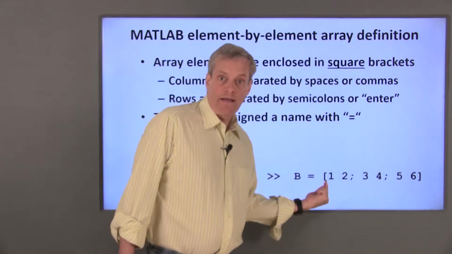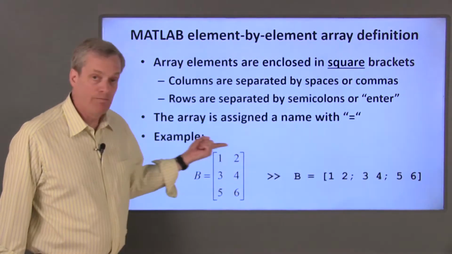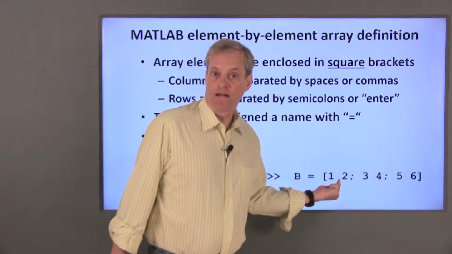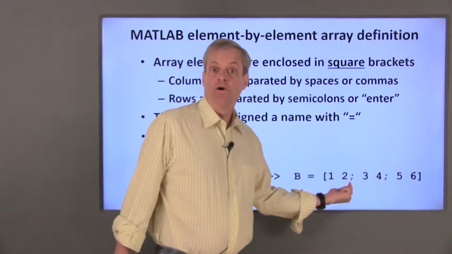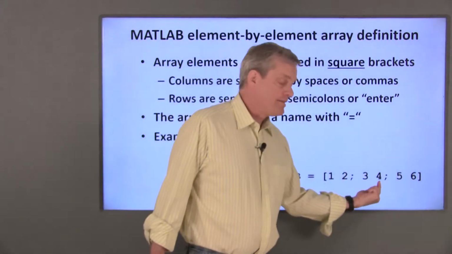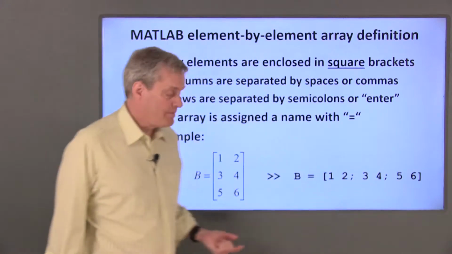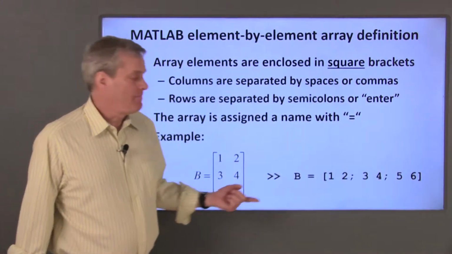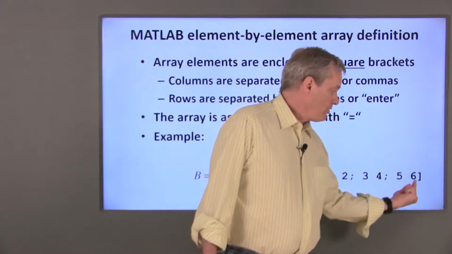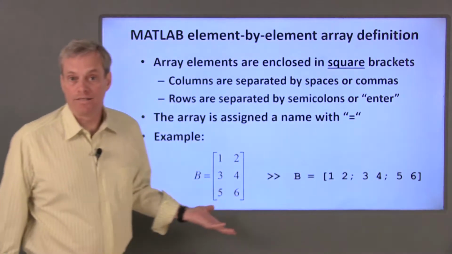An open square bracket tells MATLAB that an array is being created. Then type the elements in the first row, 1, 2, separated by either spaces or a comma. To move to the second row, type a semicolon. Then type the elements in the second row, again separated by either a space or a comma. Another semicolon takes me to the third row, and I type the elements in that row. To show that I'm done creating the array, I close the square bracket and press Enter. Now my array is in the workspace.